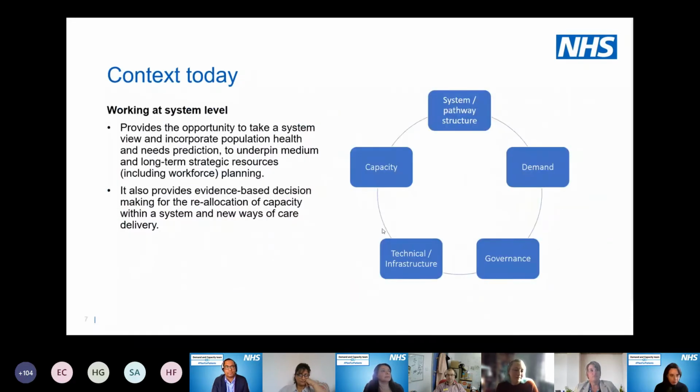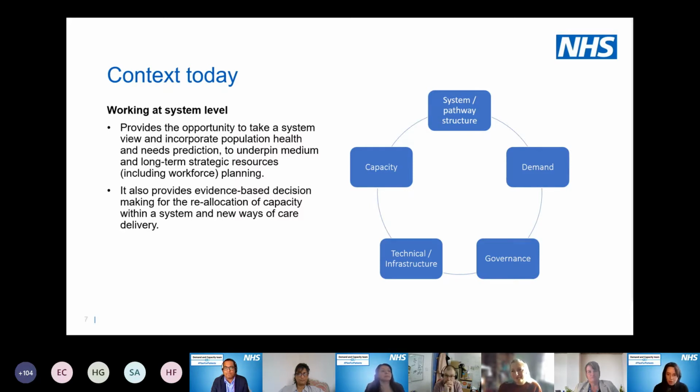So we currently live in a world where it becomes more and more important to look at demand and capacity across the system. So what's the difference? You might be familiar with service level demand and capacity planning. You have a service in your hospital, and you need to have the right number of outpatient appointments, the right follow-up appointments, surgery slots, or enough minutes in your diagnostics to be able to see everybody.